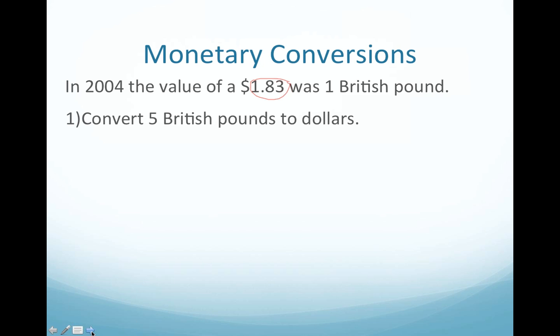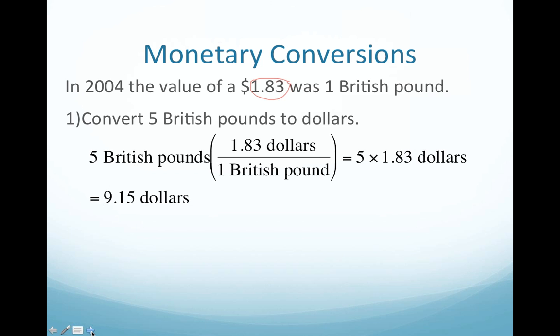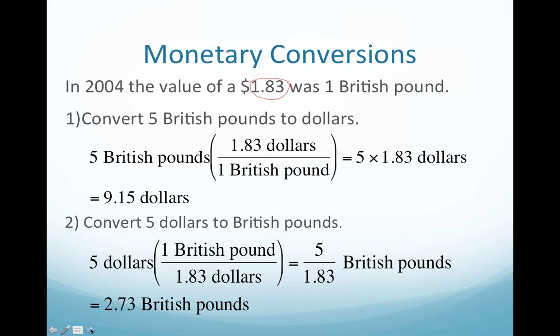Okay, so now we want to convert 5 British pounds to a dollar. So the way we're going to do that, in this case, we're going to multiply by 1.83. Okay, and then that'll give us 9.15. And it says convert $5 to a British pound. So we got $5. We're going to divide that by 1.83. And that's going to give us 2.73 British pounds.